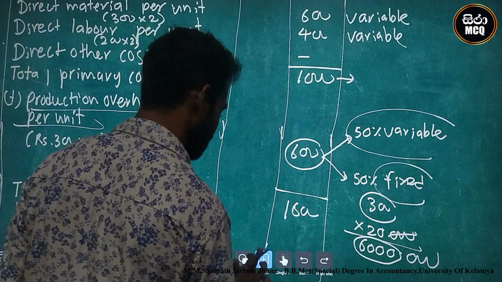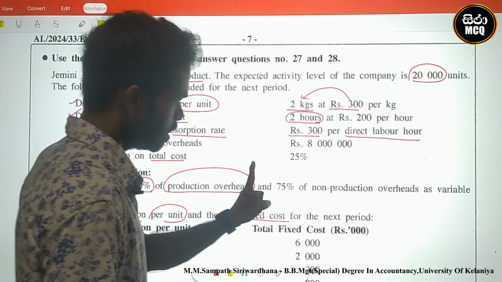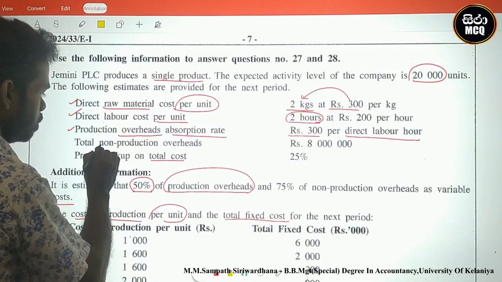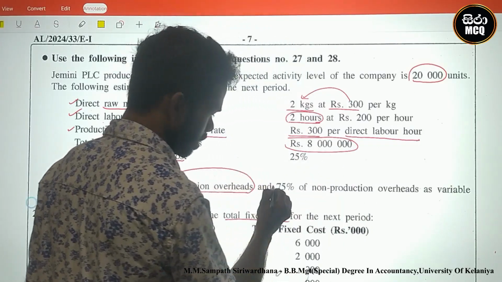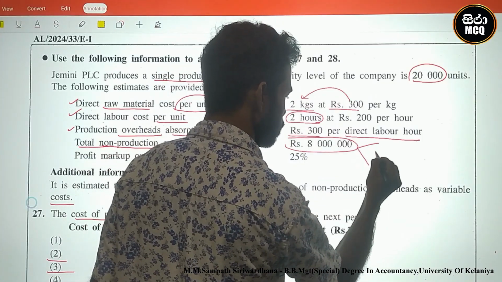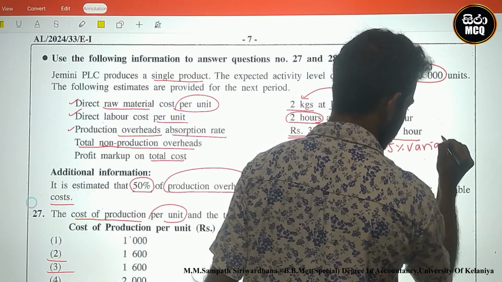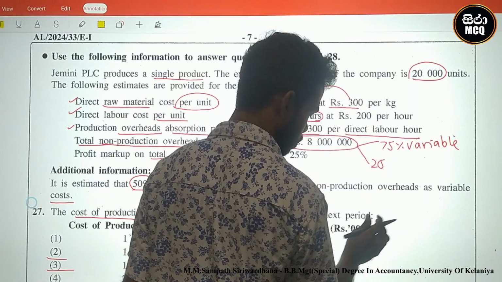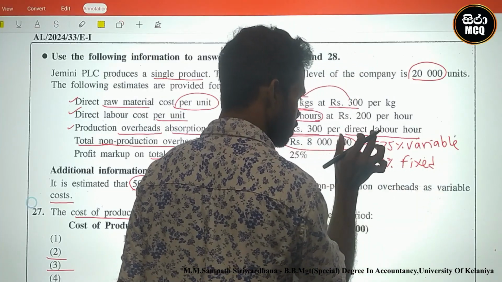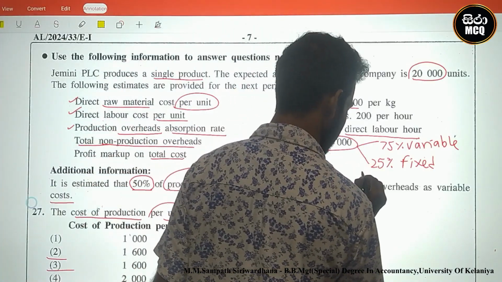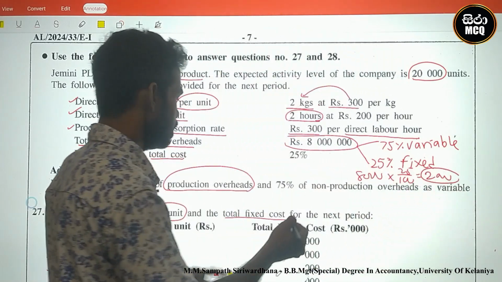There is another piece of information. They said that 75% of non-production overhead is variable. The total non-production overhead is 8,000. We can think that the remaining 25% is fixed. Therefore we find the fixed amount: 8,000 into 25% is 2,000. There is 2,000 fixed in non-production overhead.